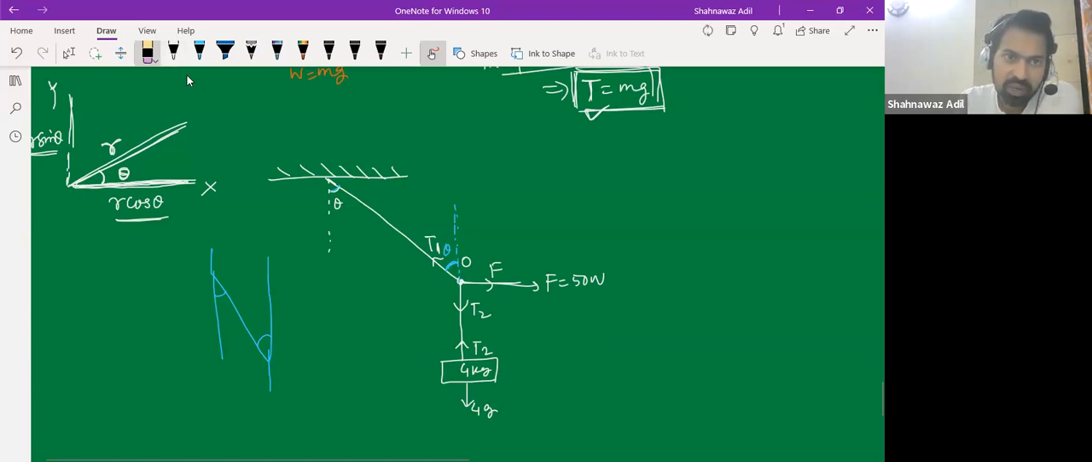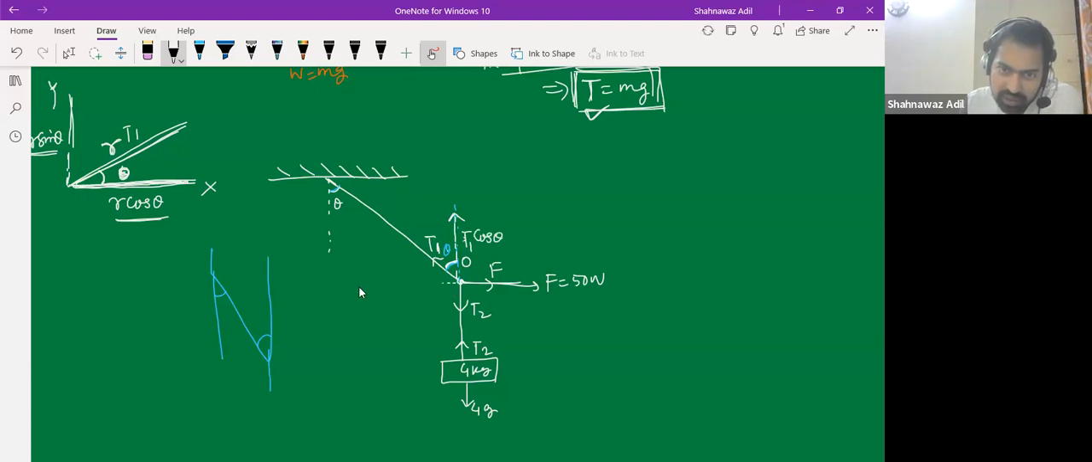Yes, sir. Okay, so now everyone tell me what would be this component? What would be this component? That is J component. This is theta. This is T1. So what would be this? This is theta. This is T1, and this is theta. So what would be this component with the angle theta? T cos theta. T1 cos theta. Good.